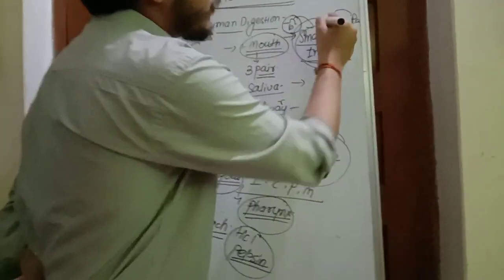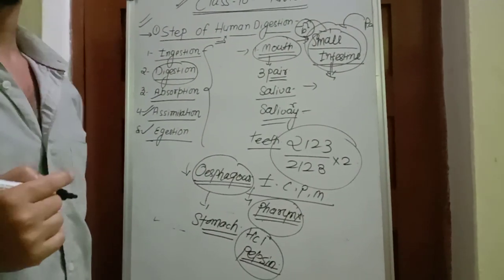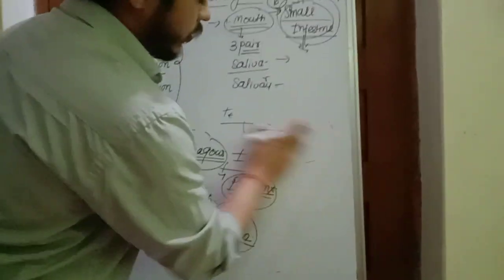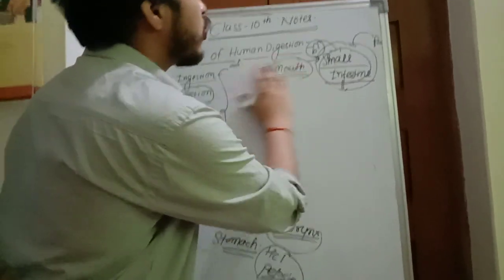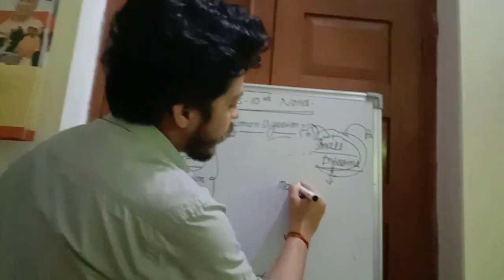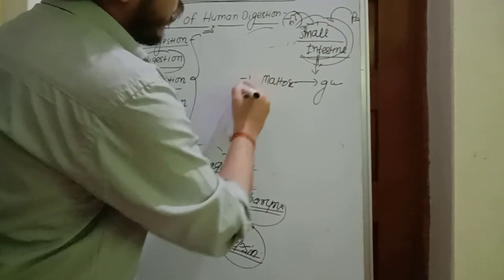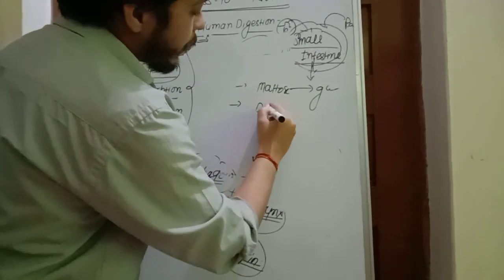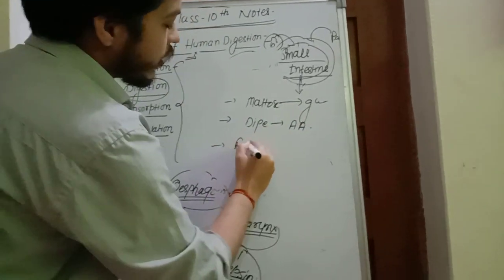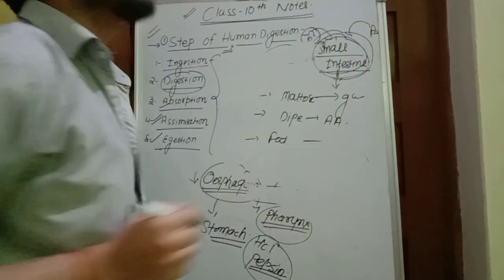Then the function of the digestive enzymes of the small intestine. The small intestine secretes its intestinal juice called succus entericus, which helps in the digestion of food into simpler forms, like it breaks down maltose into glucose, helps the breakdown of dipeptide into amino acids and fat into fatty acids and glycerol. So digestion is completed in the small intestine.